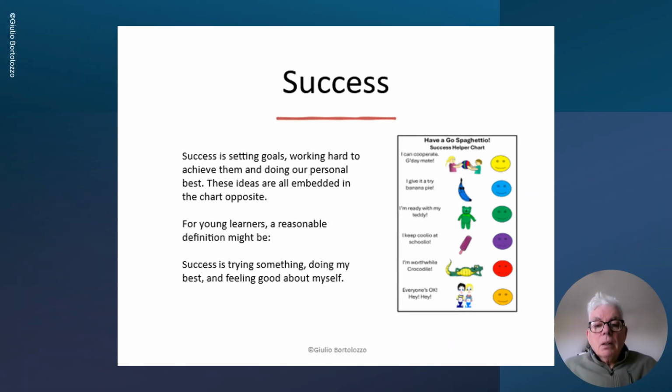We've spoken about the Have a Go Spaghettio Success Helper chart, but we don't teach these competencies in a vacuum. They're taught in context. The context we give for teaching this is by having a definition of success. So we're saying to the children that these success helpers, choices and ways of thinking help us to aspire to the goals we set, to work hard towards them, to do our personal best, and to feel positive affect, to feel good about what we're doing or what we've done.